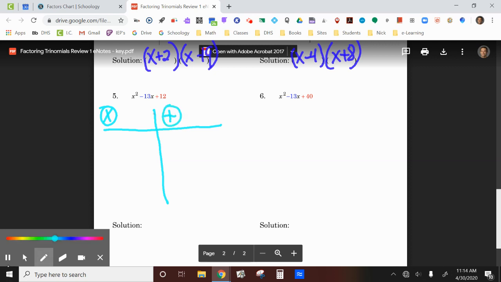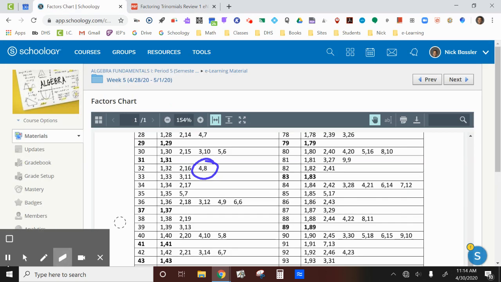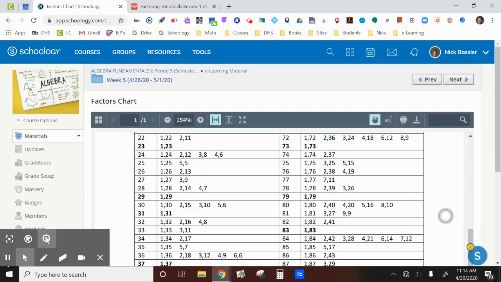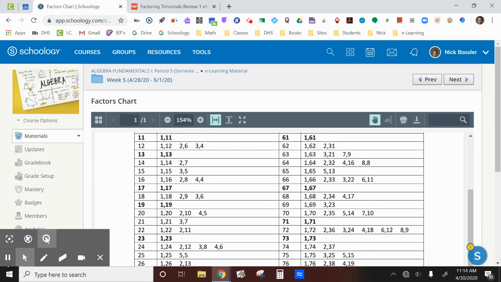So I want to find numbers that multiply to 12, but add to a negative 13. Again, if we remember this one, if they're going to add up to a negative but multiply to a positive, both of these signs need to be negative. So let's look at my factors of 12. I'm going to scroll up and find 12.